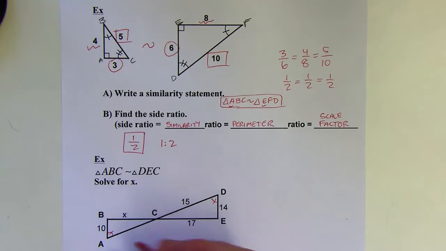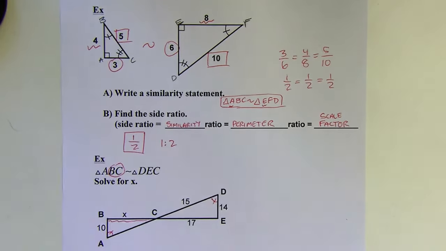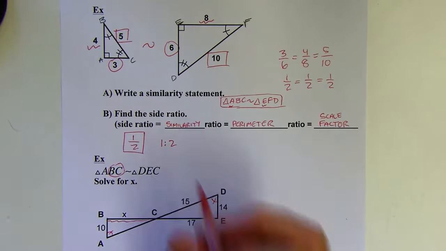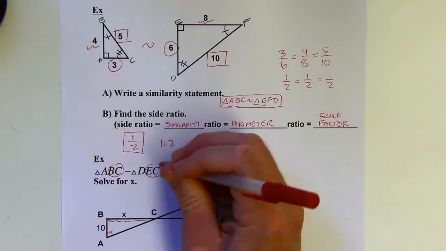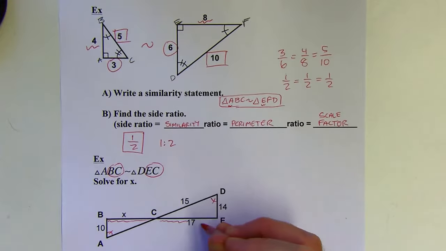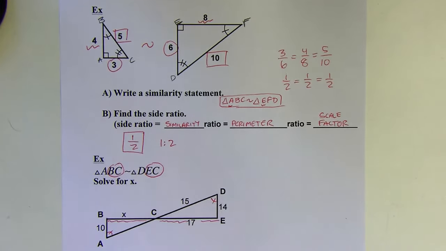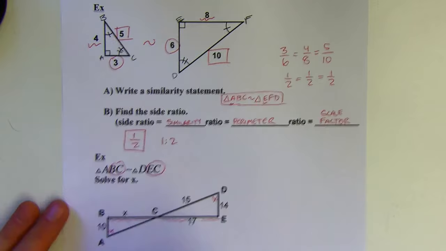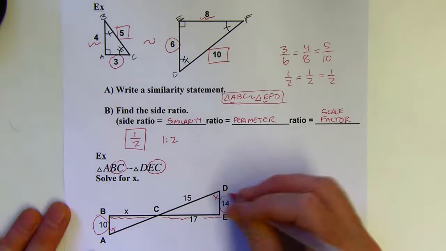But what I can do is I can think, okay, this side is BC. That's the second and third letters in that triangle. So then I'm looking at the second and third letters over here, EC. So that means that x is going to match up with 17. Okay, that's important. And you could do the same thing. The 10 and the 14 are going to match up.